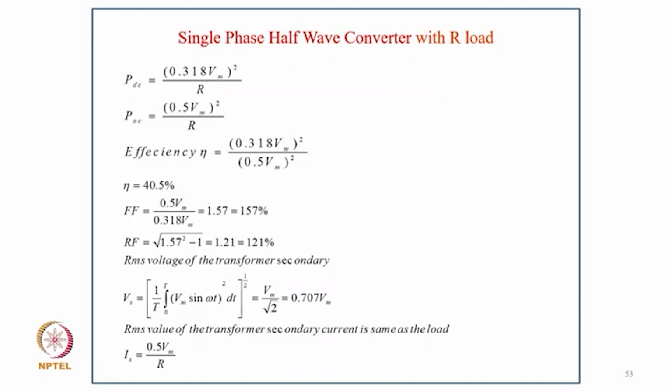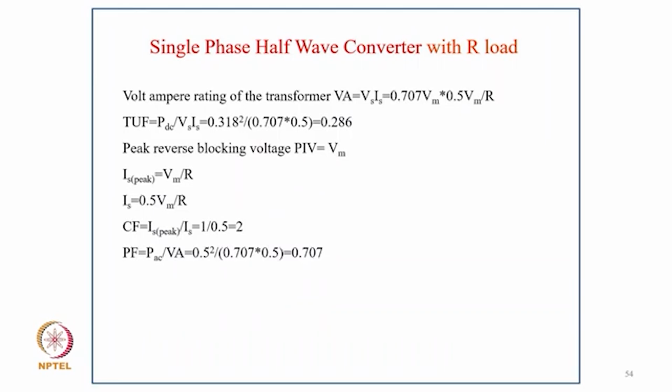The RMS voltage of the transformer secondary is Vs equals under root 1 upon T integral 0 to T of (Vm sin omega t) squared dt, to the power half, and that is Vm by root 2, equal to 0.707 Vm. The RMS value of the transformer secondary current is the same as the load, so Is equals 0.5 Vm upon R. And typically the volt ampere rating of the transformer is VA equals Vs Is equals 0.707 Vm into 0.5 Vm by R, and the transformer utilization factor is PDC upon Vs Is.